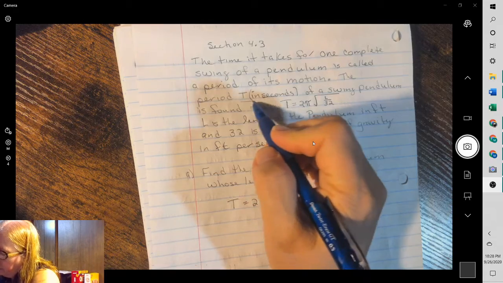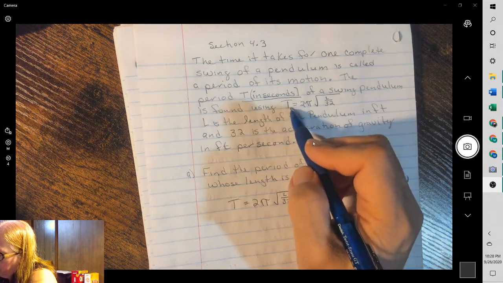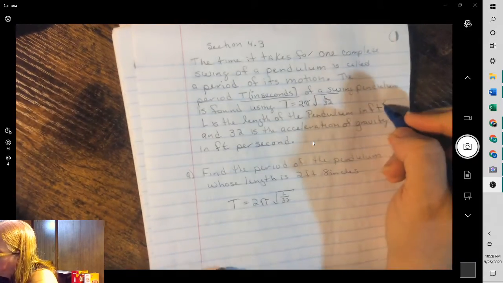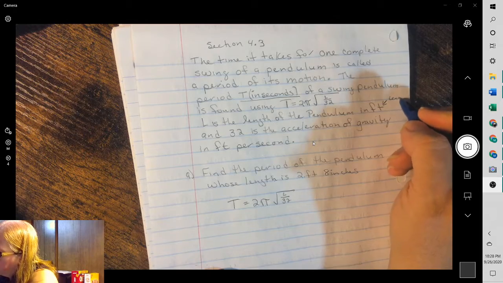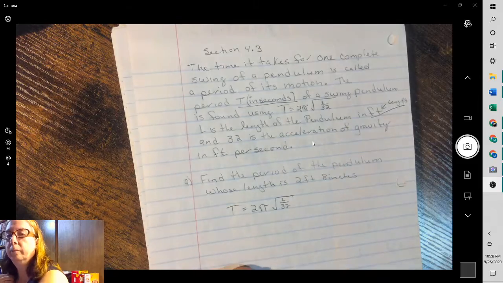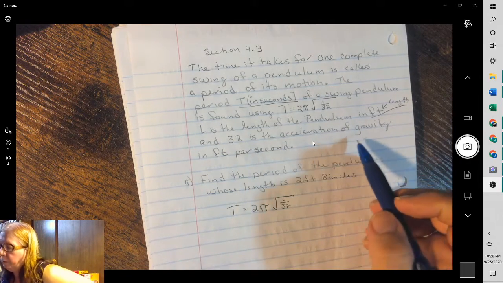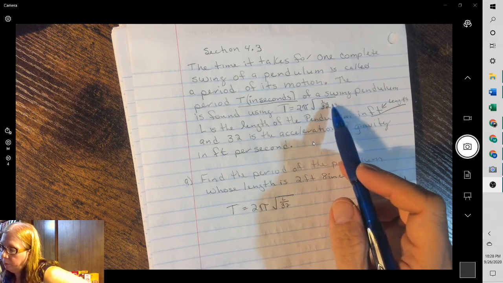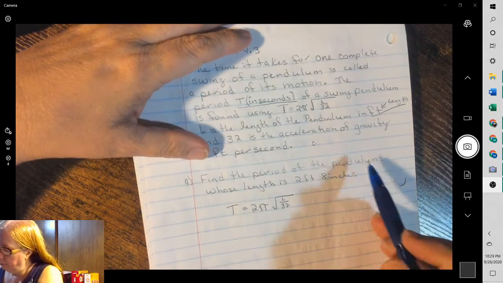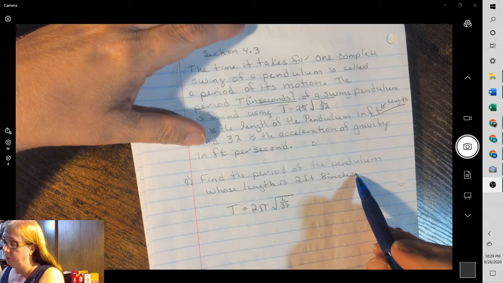T is in seconds, and this is the formula. Length of the pendulum, length is in feet. 32 is the acceleration from gravity. That's where the 32 comes from. And it's in feet per second. Find the period of the pendulum whose length is 2 feet 8 inches.